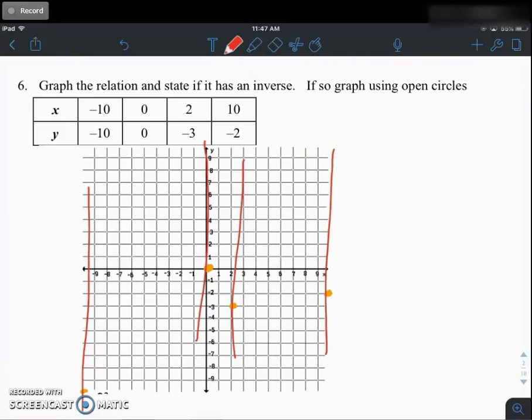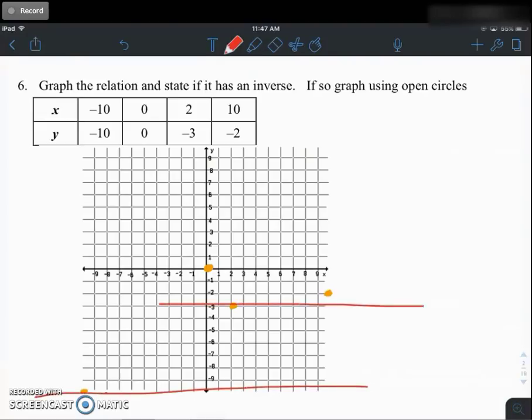So protocol 1 is covered. Next thing we're going to check if it is 1 to 1. We're going to do that by the horizontal line test. Again, it never hits more than one dot, so it passes the horizontal line test, meaning it is 1 to 1. Therefore, it has an inverse.